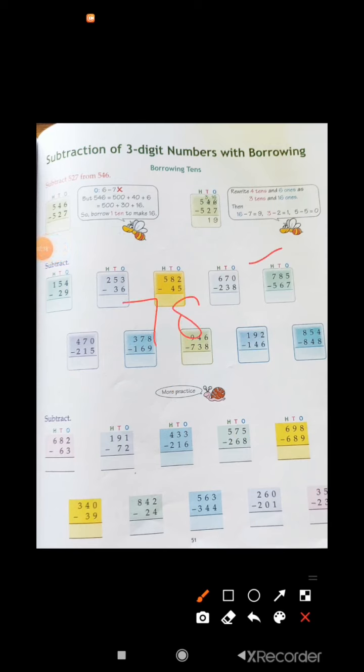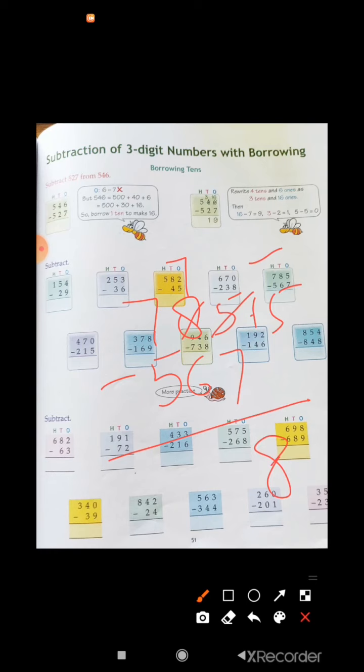Now this question, 785 minus 567. 5 is less than 7. Take borrow from 10 side. Here will be 15 and this one is 7. 15 minus 7 is 8. 7 minus 6 is 1. 7 minus 5 is 2. The answer is 218.